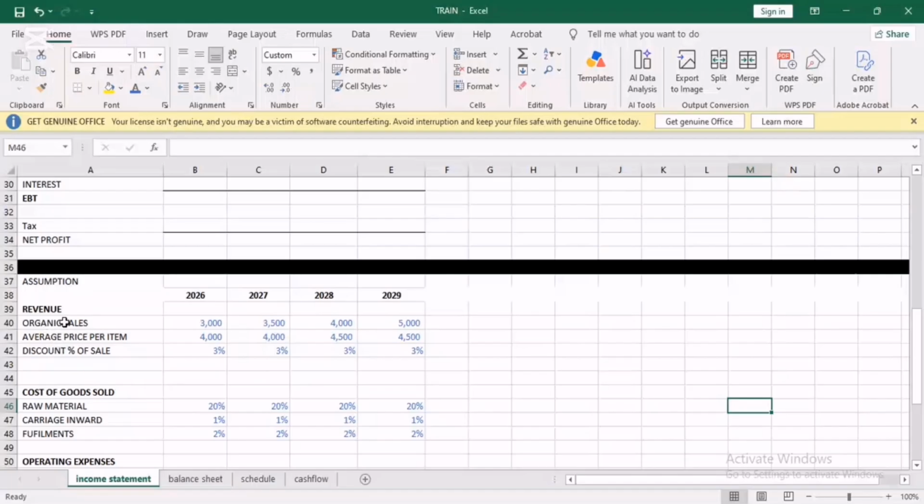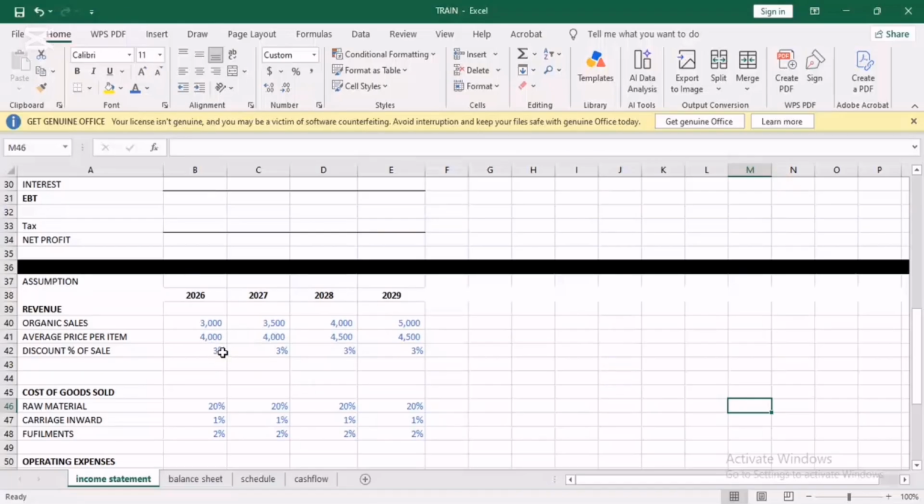Right up here is organic sale. These are the numbers of people that are assumed or forecasted to come to the shop and buy items. For instance, in 2026 it is being forecasted that 3,000 people will come to patronize. Then by 2027, 3,005. You notice an increase. By the fourth year that we are forecasting for, it is 5,000. On that basis, the average assumed price of the items that will be purchased is 4,000, right?